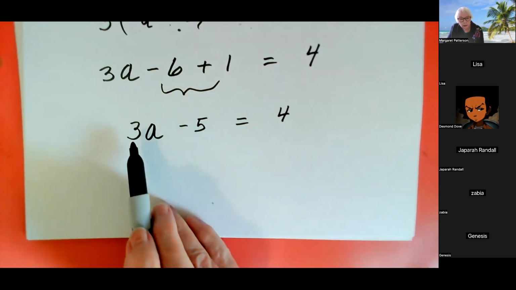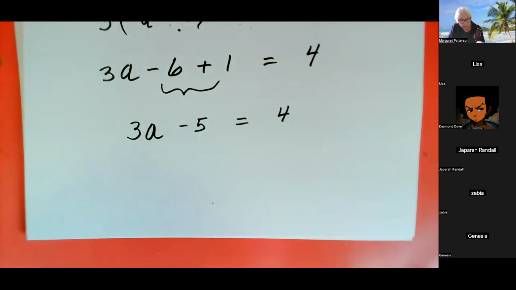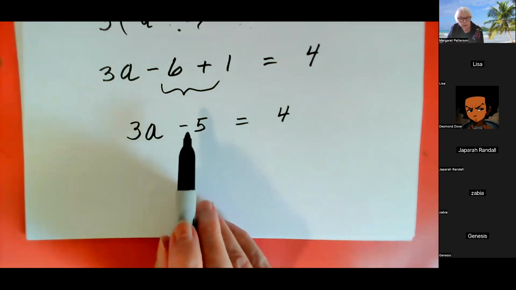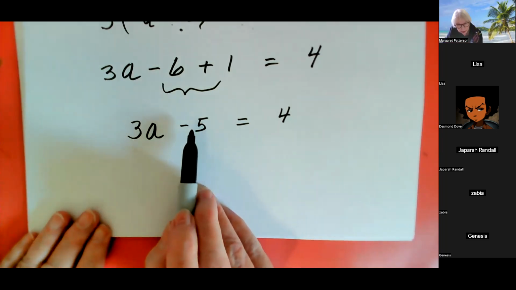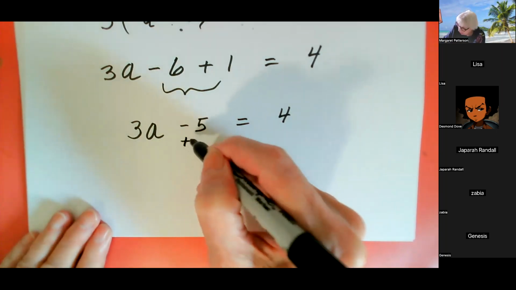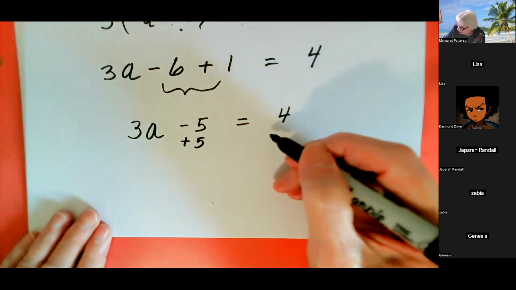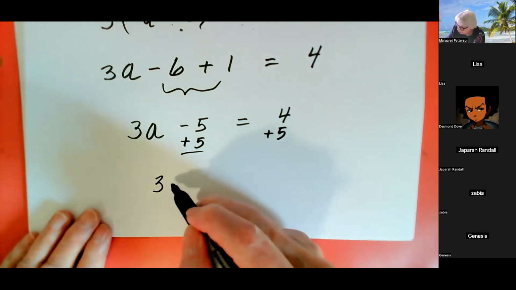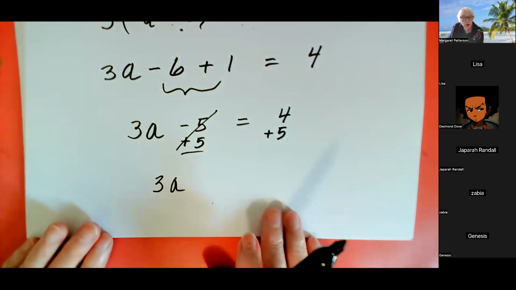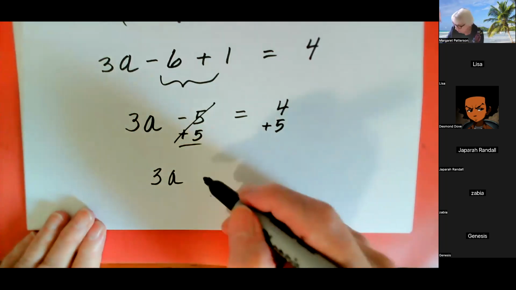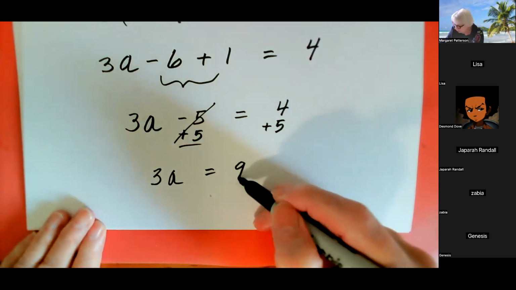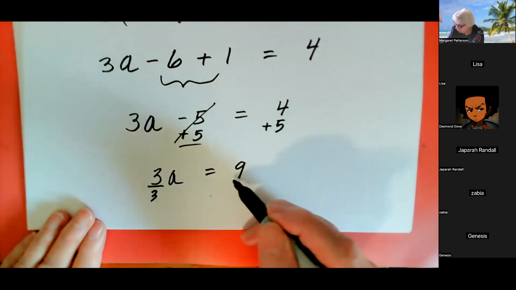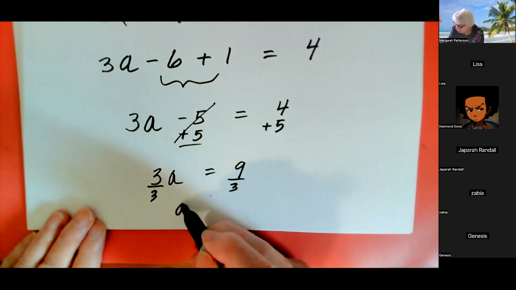This work has got me down to the 2-step problem. And so the 2-step problem, I'm going to get rid of this -5 first. And the opposite of negative is add. And I'm going to add. This is 3a. This is gone. 9. Divide by 3. A is 3.